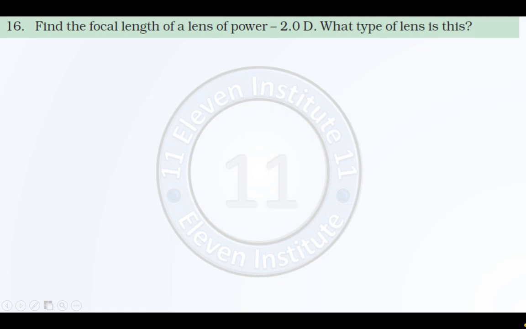Find the focal length of a lens of power minus 2 diopters. What type of lens is this? Simply, we have to find the focal length. Power is given to us, so we will apply the formula P is equal to 1 upon F. P will remain as it is. Instead of F, we will write minus 2. 1 upon minus 2 will give me minus 0.5 meters.